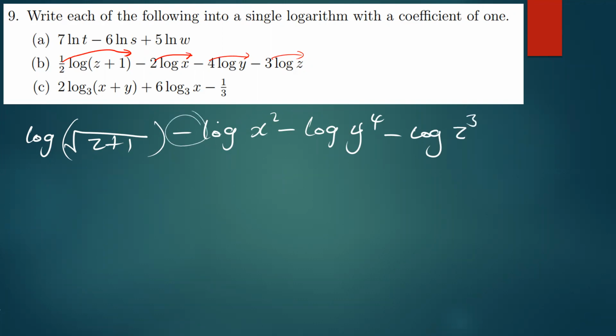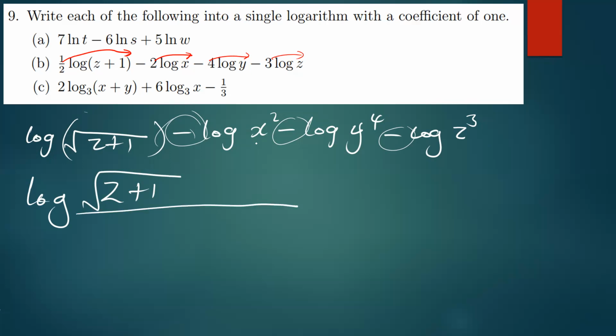Then since there is subtraction there, it means that we are dividing. So we have this one and then divide by that, divide by that, divide by that. So what this means is that we're going to have log of the square root of z plus 1, then everything divided by this, divided by that, divided by that. Means that we're going to write x squared there, y to the power 4, and z to the power 3 there. So this is what it means. This is the final answer.